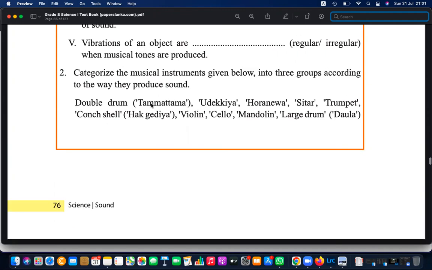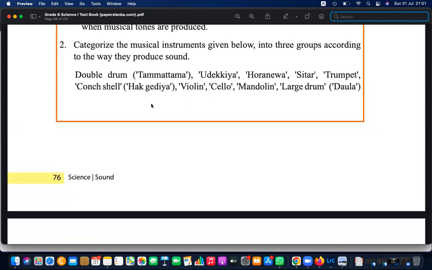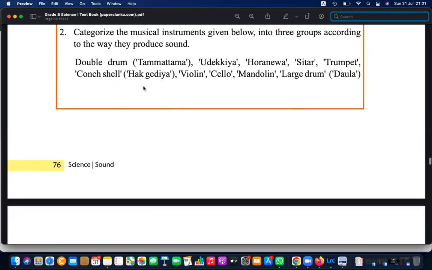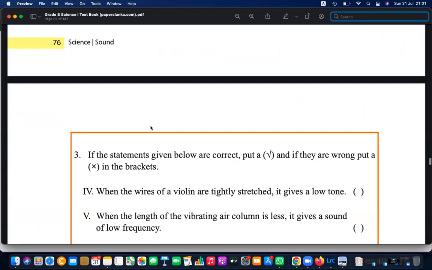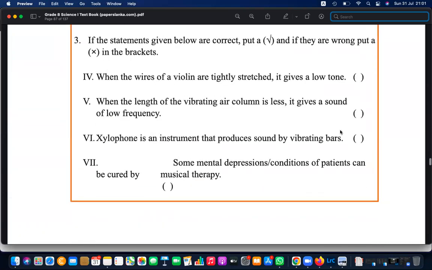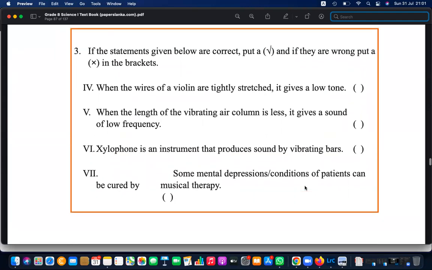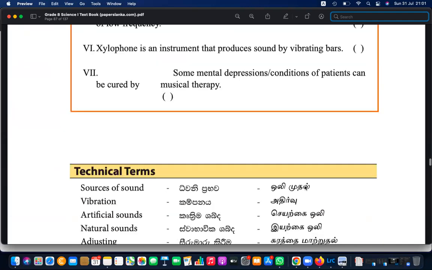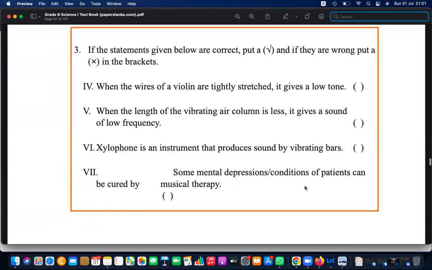These things are irregular. Categorize the musical instruments given into 3 groups, okay, this you have done already, right? Therefore I'm not going to spend time. This is the homework that you have done. Then again you have to put right or wrong in front of the statements given below. That is question number 3. With that, the chapter is done.